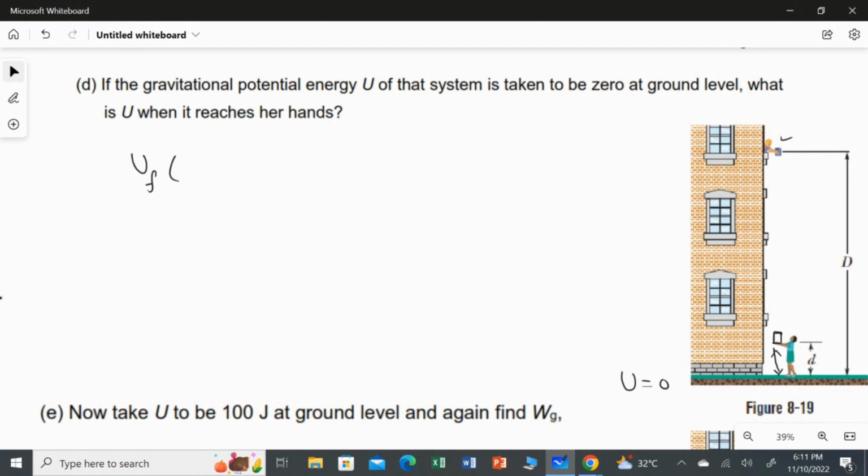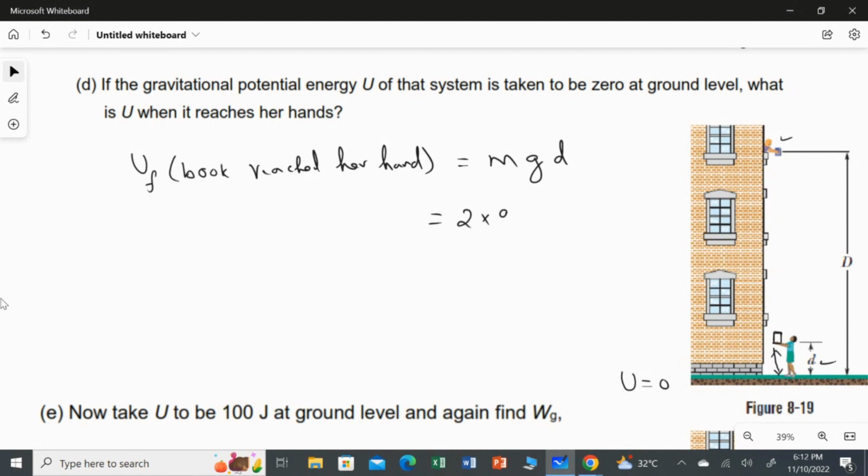Which is the final? The book reached her hand. Clear? So the formula for the potential energy is again mg, and I have to write small d. Clear? Because we are going to calculate the potential energy from the ground level. So the ground level to her hand is exactly small d.